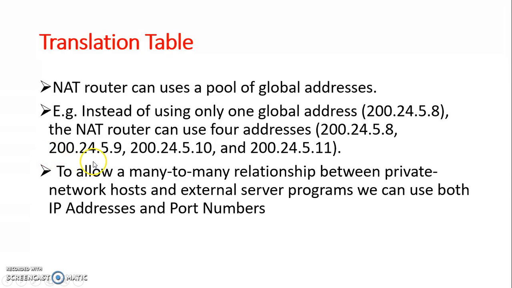This allows a many-to-many relationship between the private network hosts and the external server program. Which means, in this table of the pool of IP addresses, 2 hosts, one with the address 172.18.3.1 and another with the address 172.18.3.2, inside the private network can access the external host, which is 25.8.3.2, using the port number as well as an IP address, which is known as the socket.